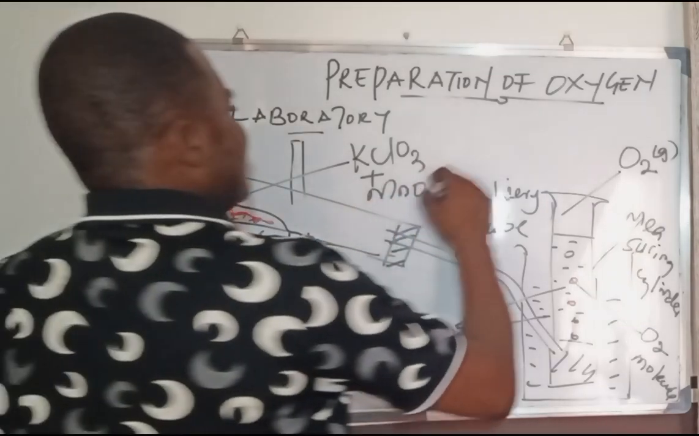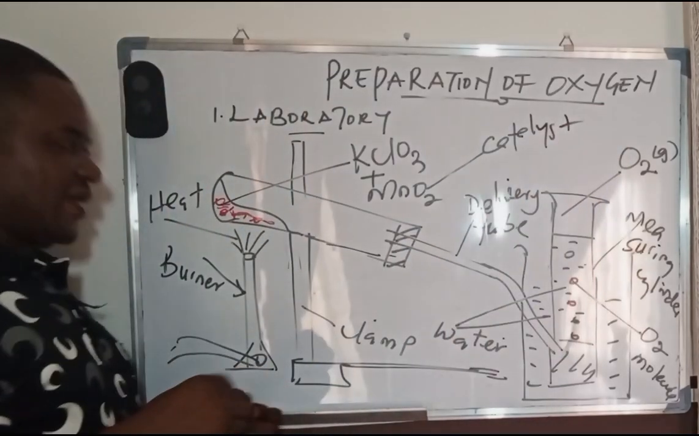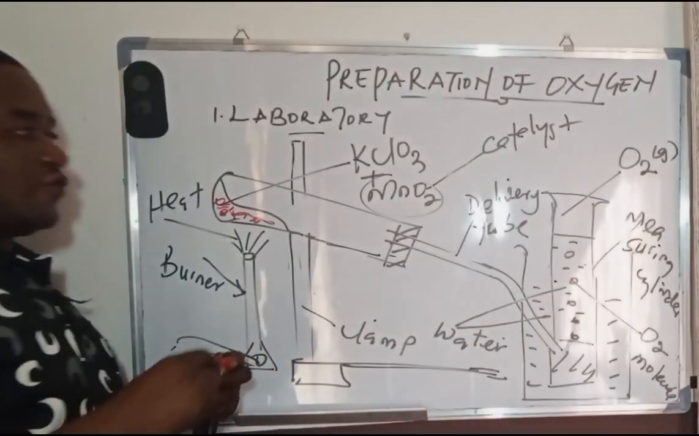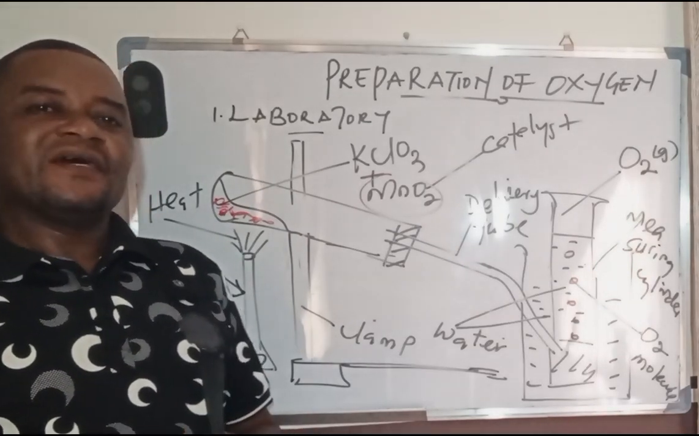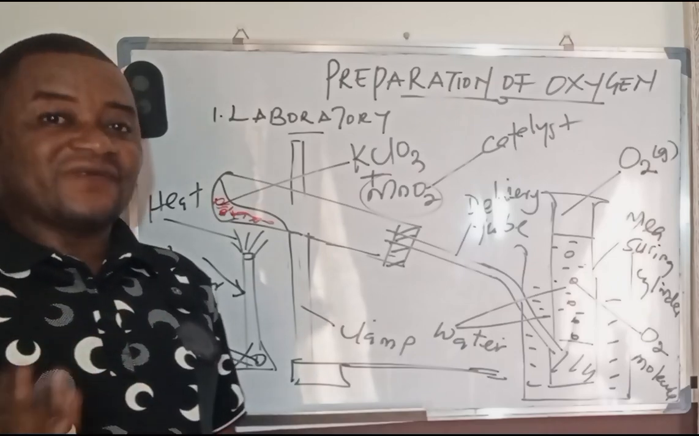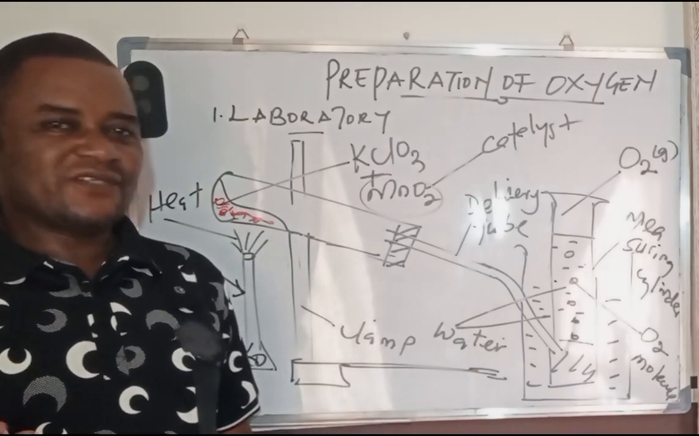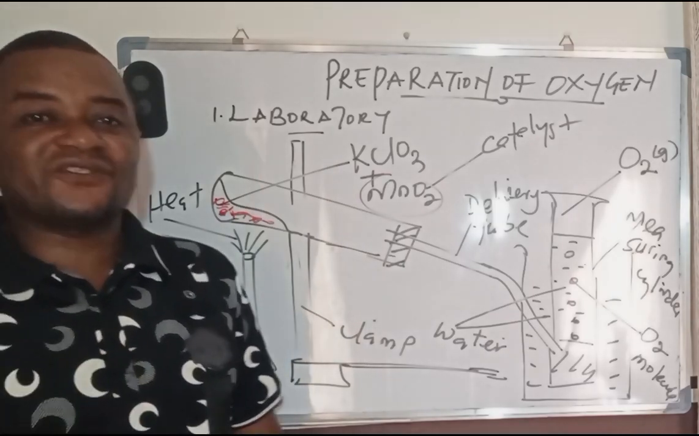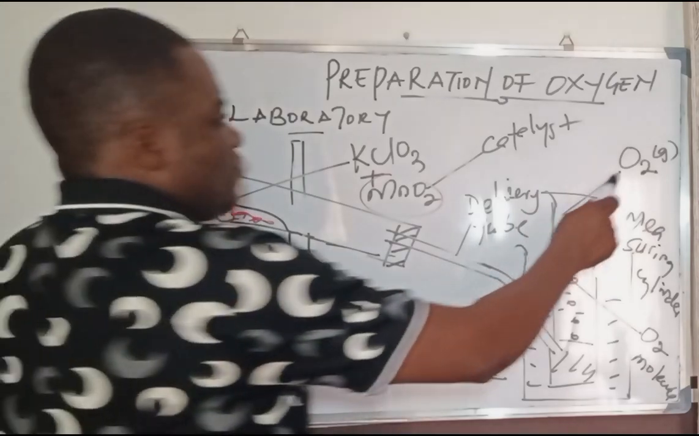This manganese dioxide is a catalyst, and of course you know what a catalyst does. A catalyst simply helps to alter the path of a reaction. I don't want to use the words speed up the rate of a reaction, no. So the catalyst will help to alter the path of the reaction so that the reaction will be fast enough and oxygen will be produced.